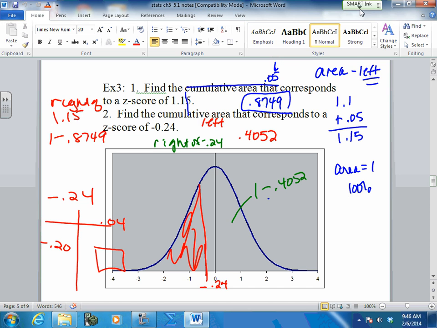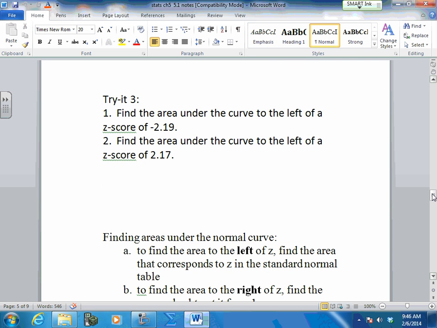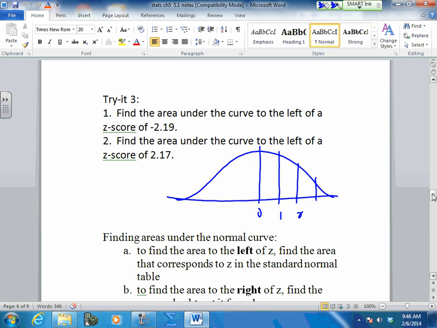Okay? Let's have you guys try one. You're going to find the area under your curve for these two things. We don't need any percent here anymore because what we do is we look it up in your table. So we don't need any percent. I want you to find the area to the left of this number and the area to the left of this number.